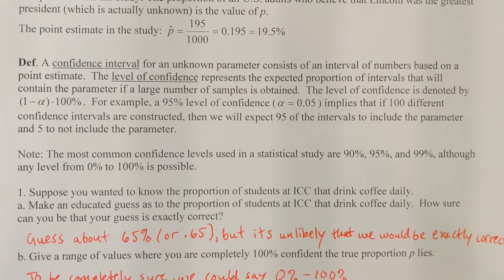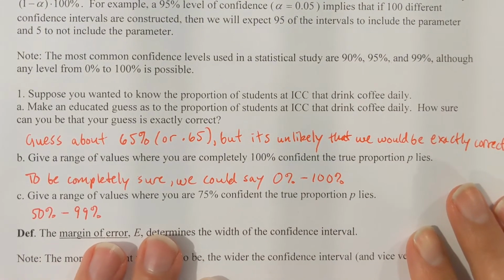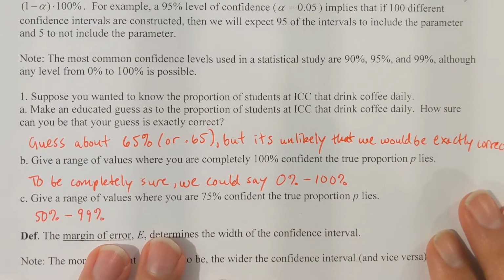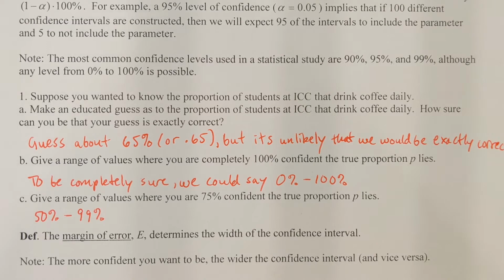Okay, and that would imply that if 100 different confidence intervals are constructed, then we would expect 95 of the intervals to contain the parameter and 5 not to contain the parameter. There's a note: the most common confidence levels used in statistical studies are 90%, 95%, and 99%, although any level of confidence from 0% to 100% is possible.